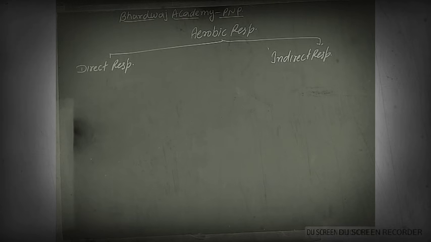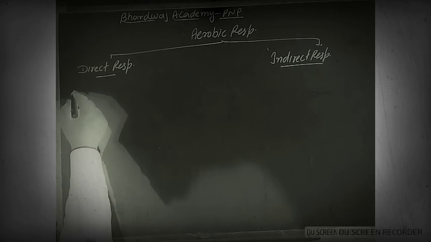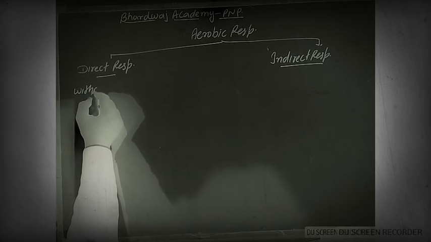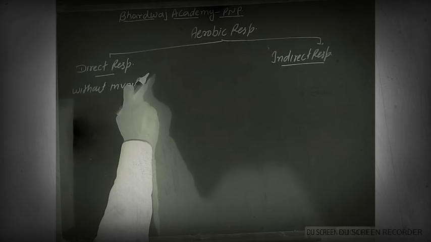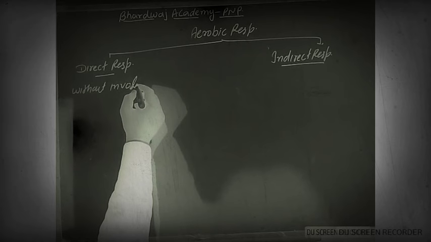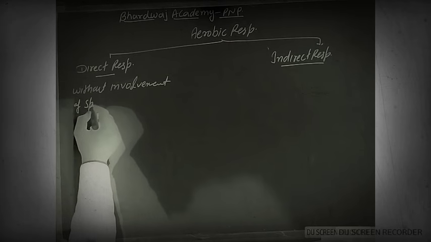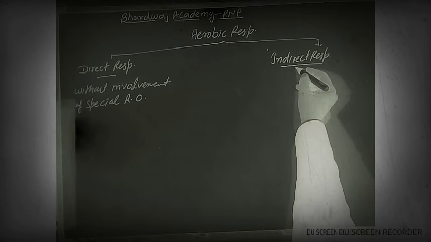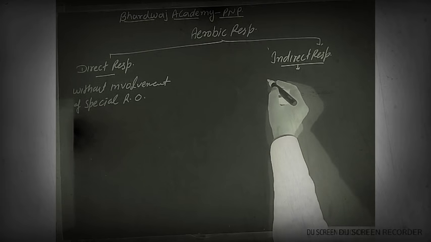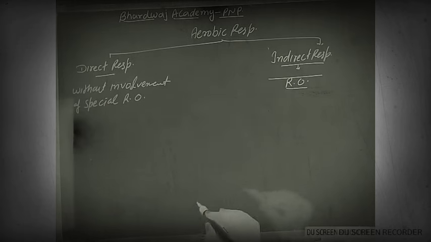Then further, the types of aerobic respiration. First type is direct respiration. Second one is the indirect respiration. Direct respiration occurs without involvement of a special respiratory organ, and indirect respiration occurs with the help of a special respiratory organ.